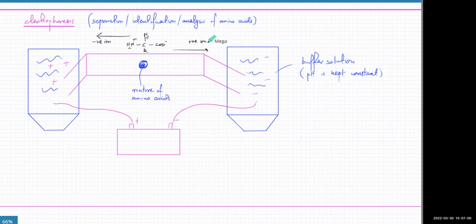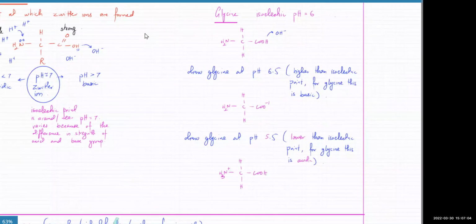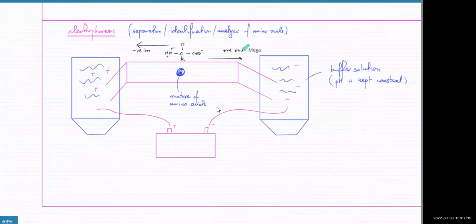So remember, every amino acid has 3 states. Okay, it could form a positive ion like this, it could form a negative ion like this, or it could be something that would be in the middle, that is a zwitterion. And the zwitterion would stay right in the middle. So ये बात clear है कि separation is happening. Is this clear?